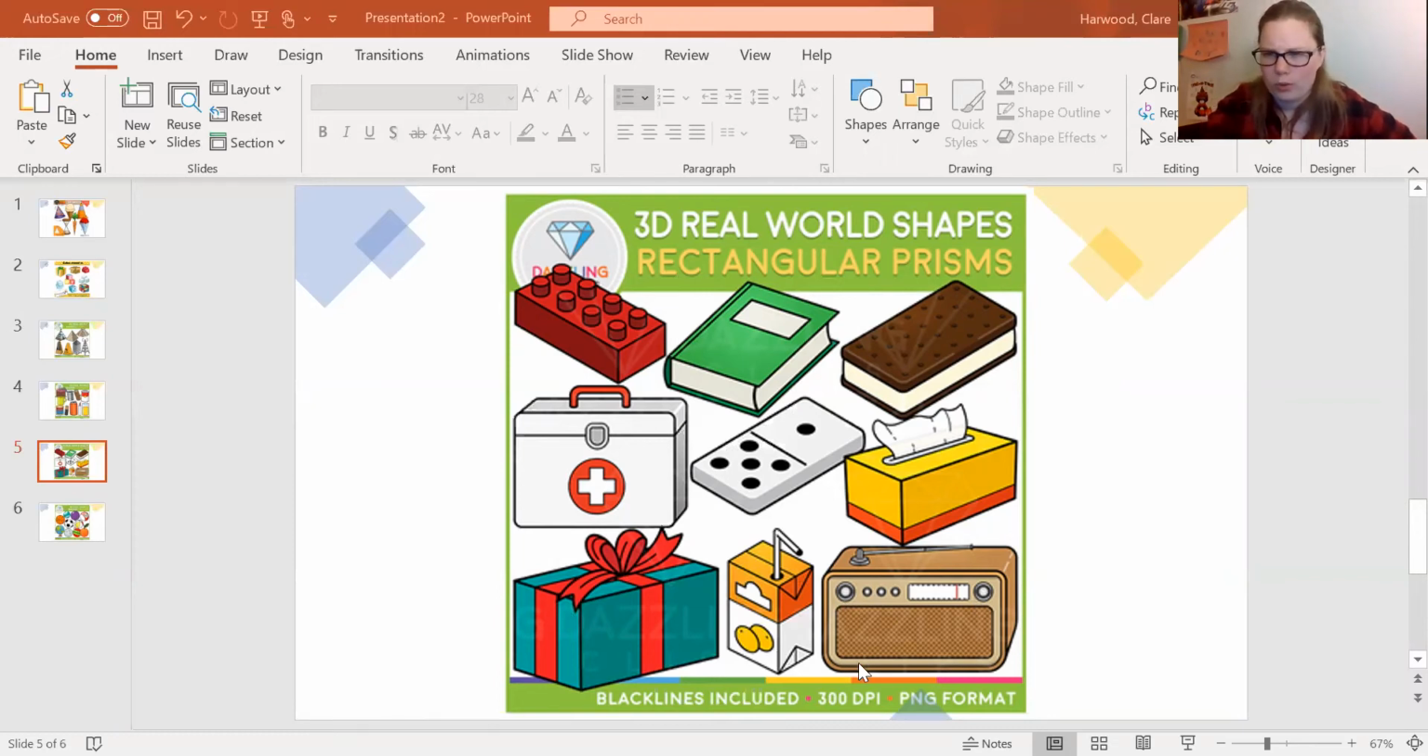A juice box is a rectangular prism. This is an old radio from way back in the olden days. So this is what radios used to look like. And then we have a tissue box. You guys have definitely seen those in the last few days a lot. So these are all sorts of different rectangular prisms that we see throughout, maybe in school, maybe at home. You just see them throughout life, right?